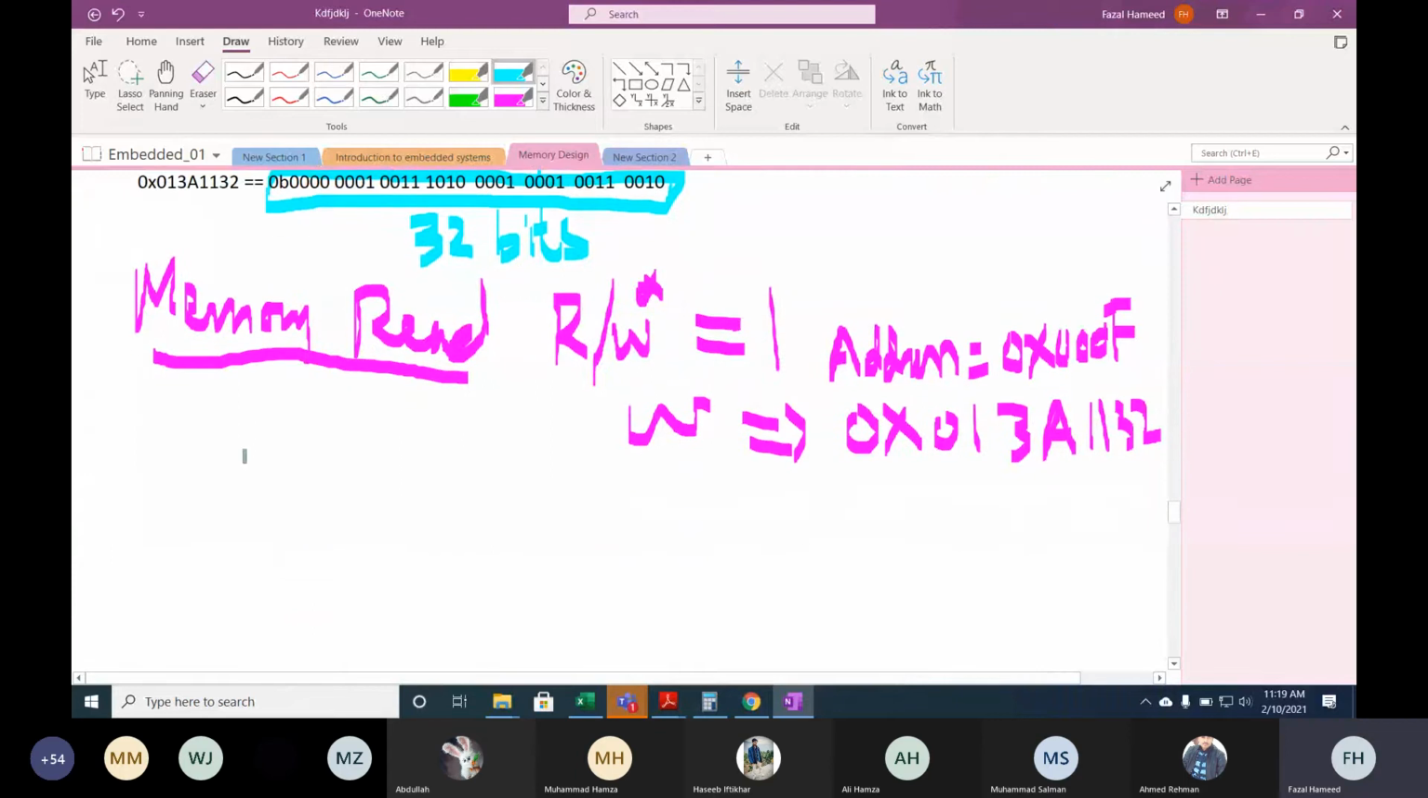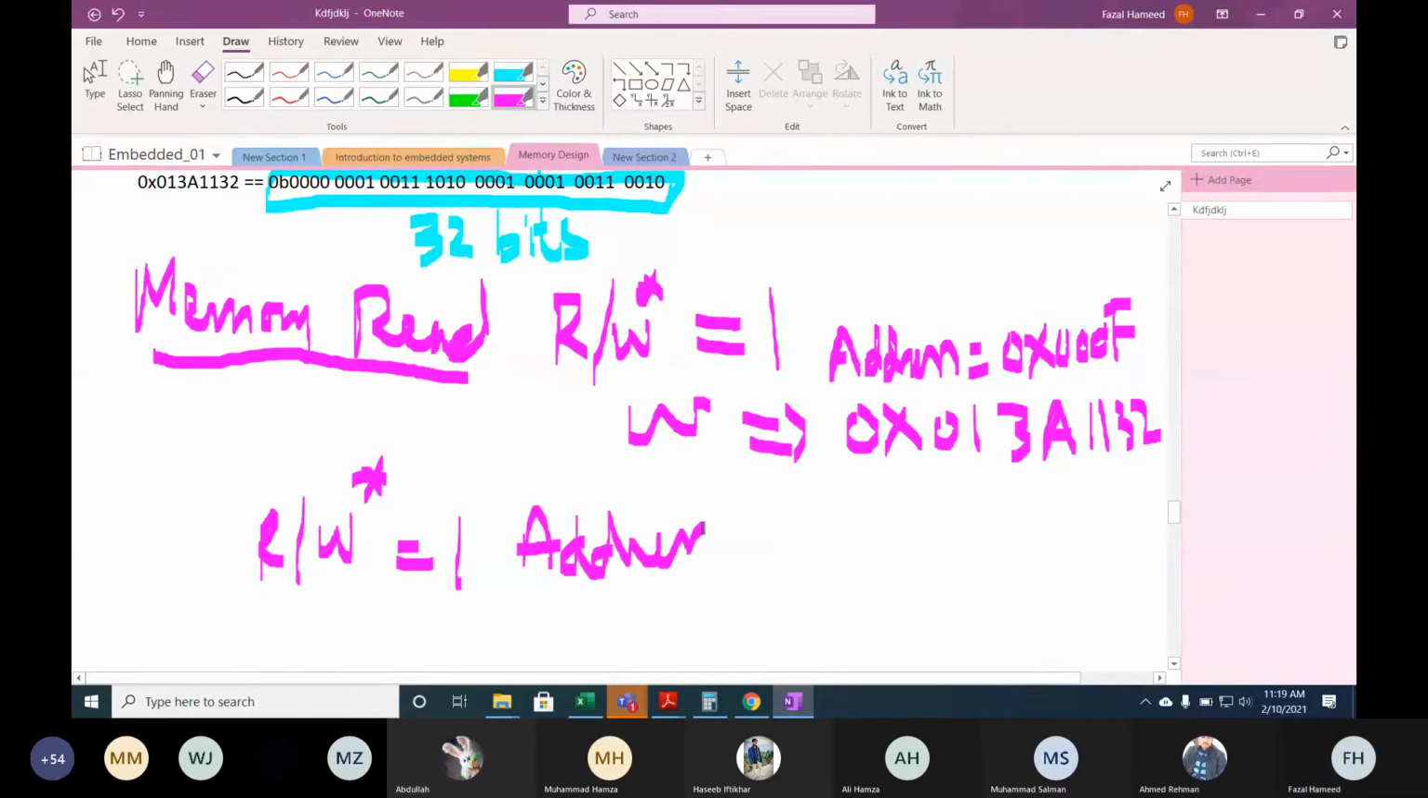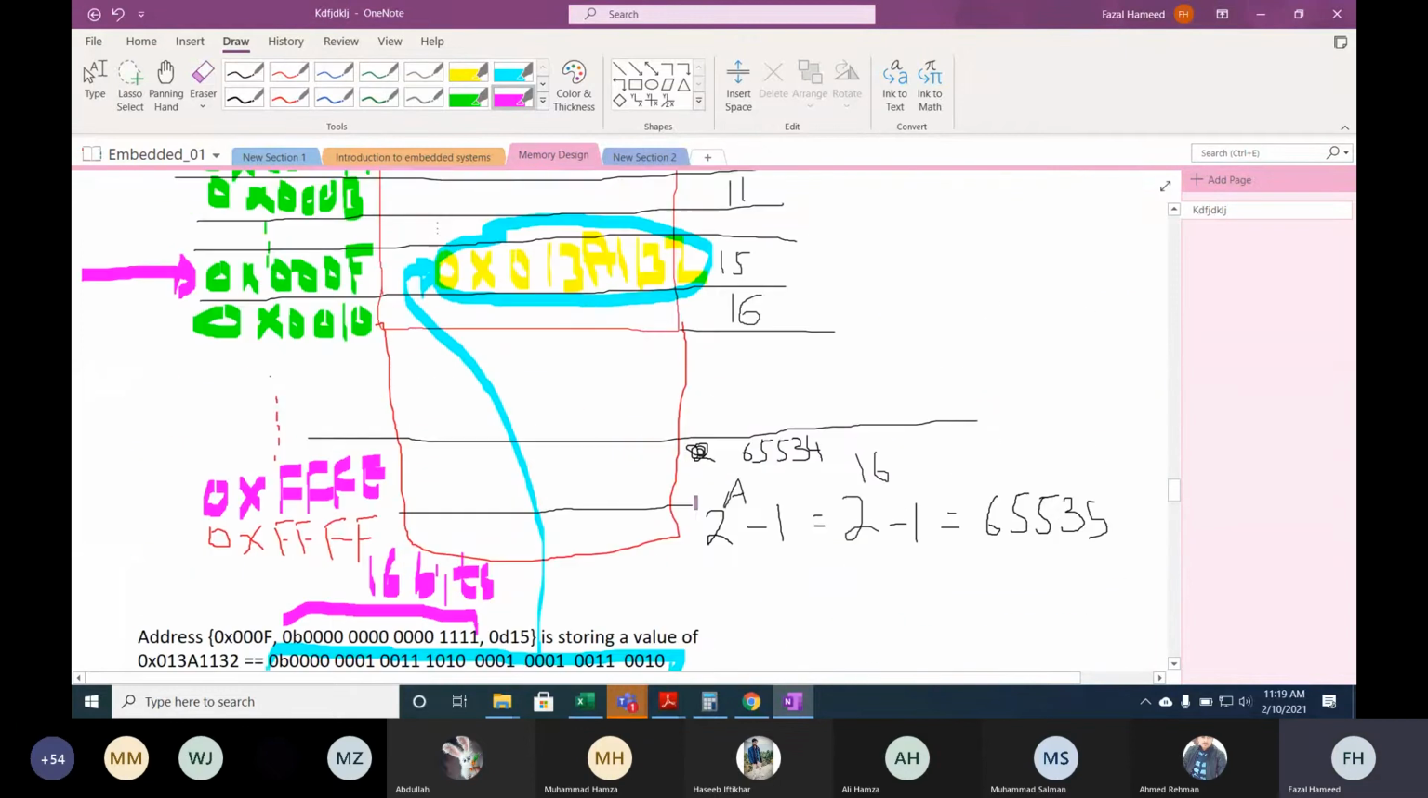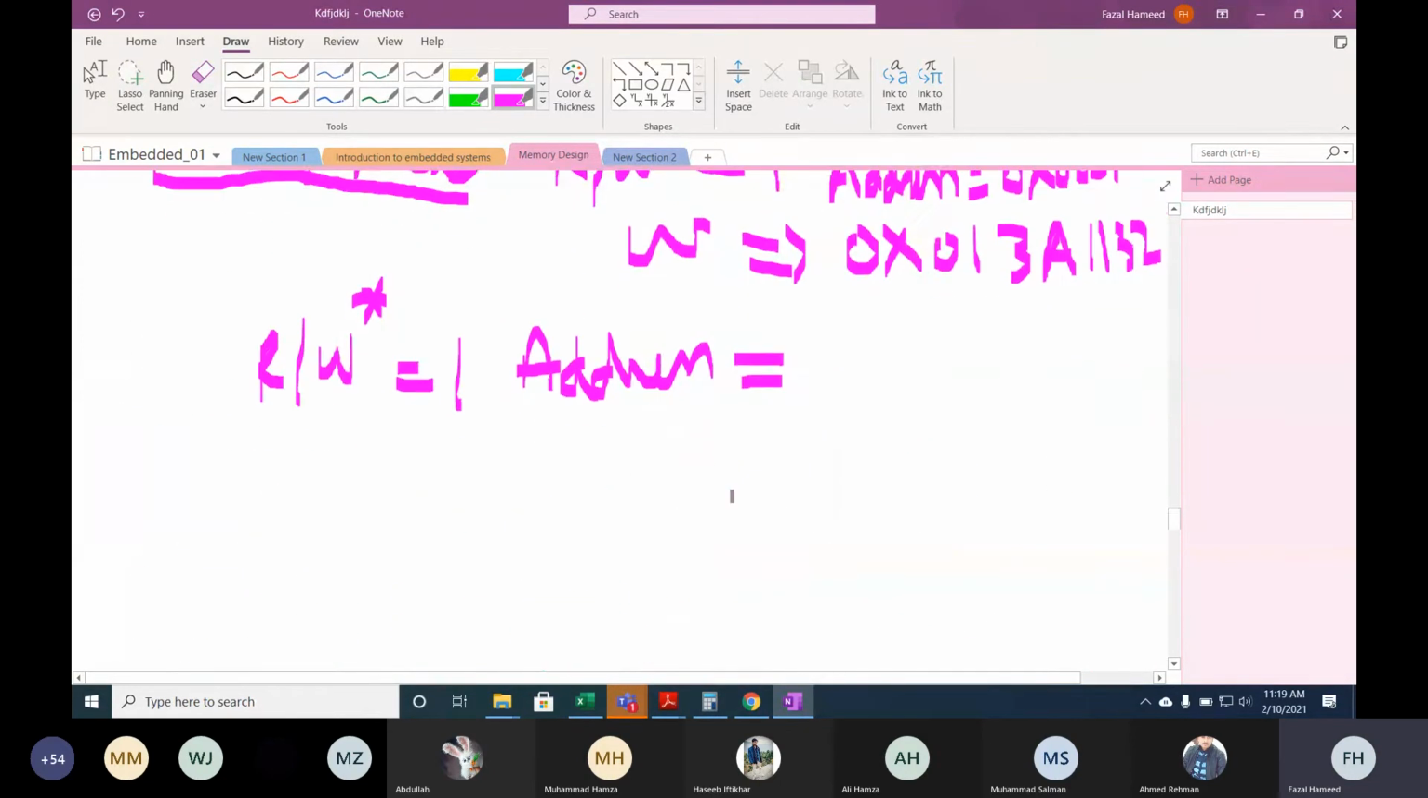Now we want to also perform a read operation. Let's assume read write bar is 1, and the address is 0x0009. What will be the value of w?